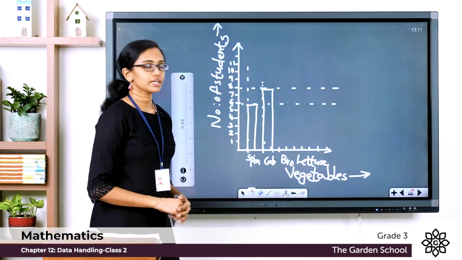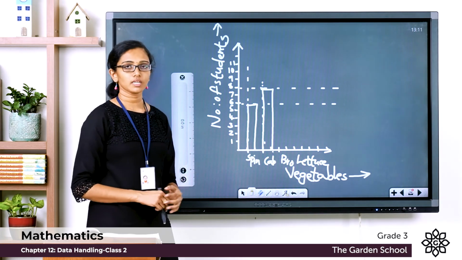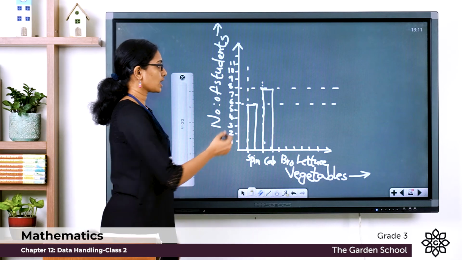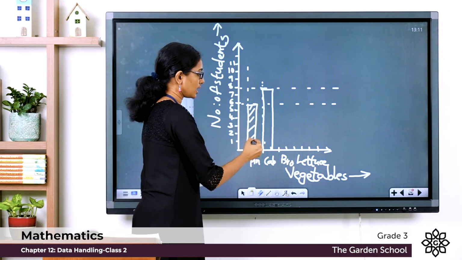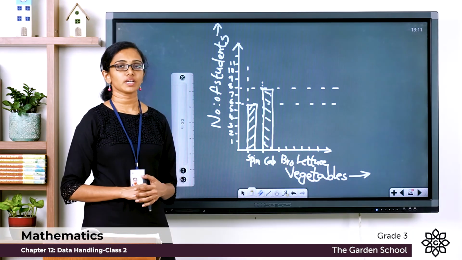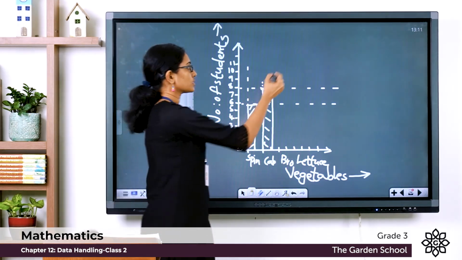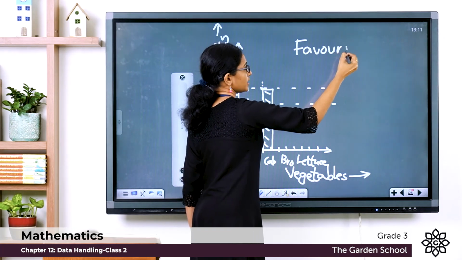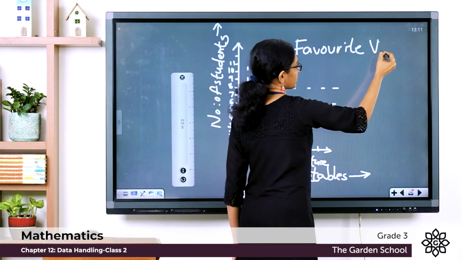Similarly, you have to complete drawing the other rectangular bars corresponding to each of these data. And then you have to color each of the bars using a different color. So once you are done drawing that, you can also give a heading to the bar graph. It can be favorite vegetables.